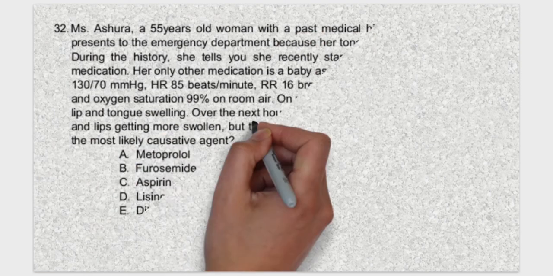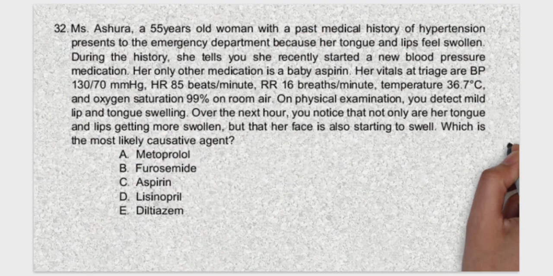Question number 32. Miss Ashura, a 55-year-old woman with a past medical history of hypertension, presents to the emergency department because her tongue and lips feel swollen. During the history, she tells you she recently started a new blood pressure medication. Her only other medication is a baby aspirin.